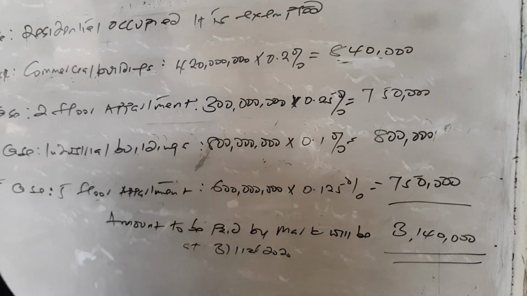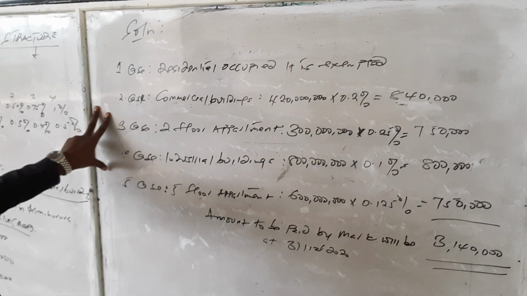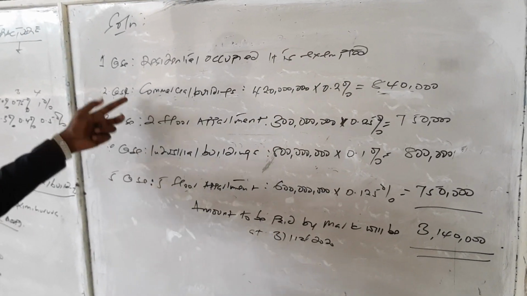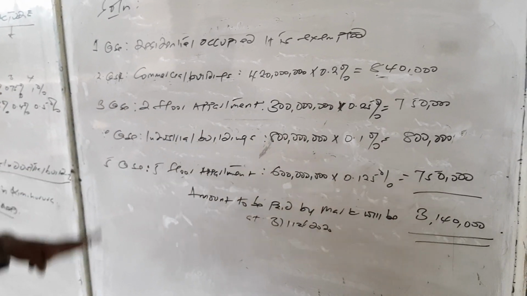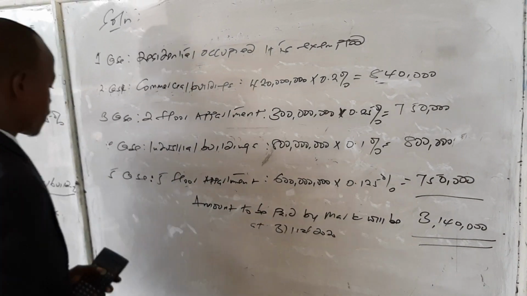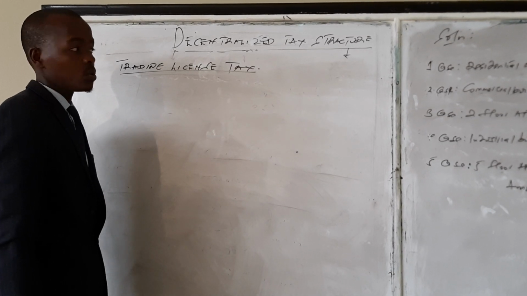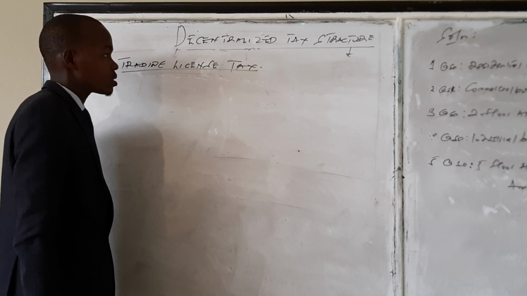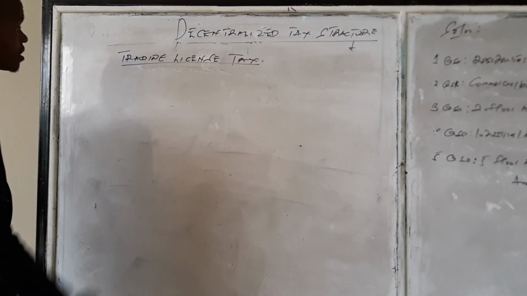So this marks the end of computation of tax rates on the buildings, the commercial buildings, the residential buildings, and industrial buildings. They are calculated like this. Now let's look at the trading license.